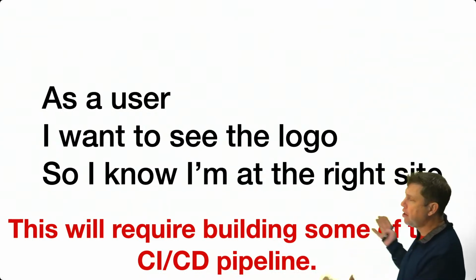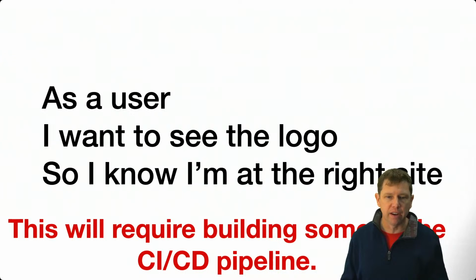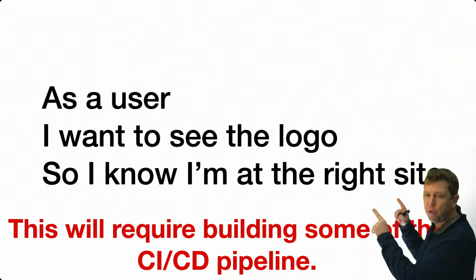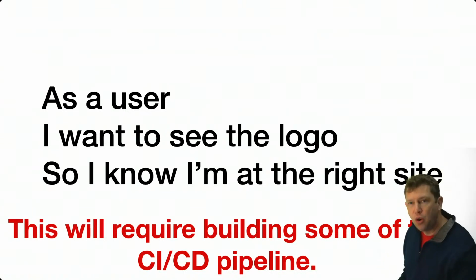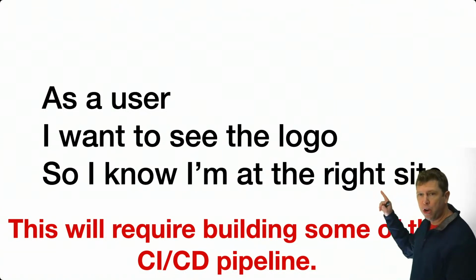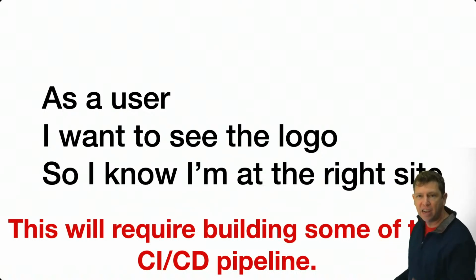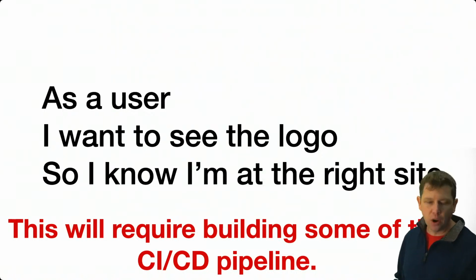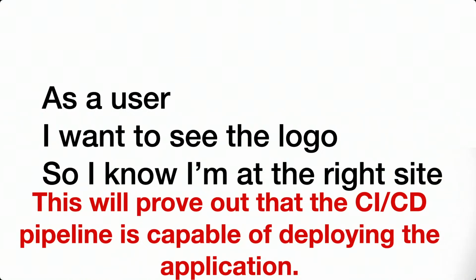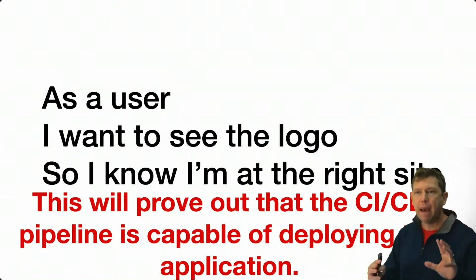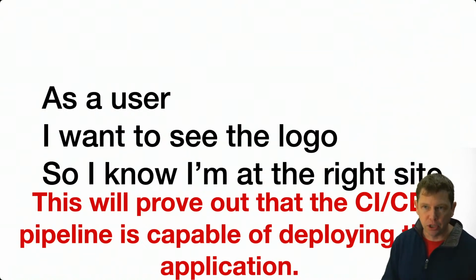There may be 1,000 other things that we're going to do to this CI/CD pipeline eventually. But if I'm driving it with this story, I then build just what I need. And not only do I build what I need, but I use this story to prove that this other stuff is actually fit for purpose. And that can be a very big deal. So this will prove out that the CI/CD pipeline is capable of deploying the application, and not just a theoretical application, but the application that I'm actually building.